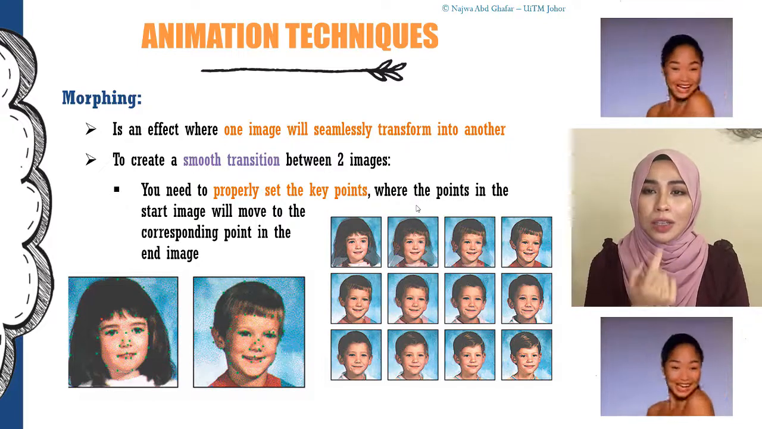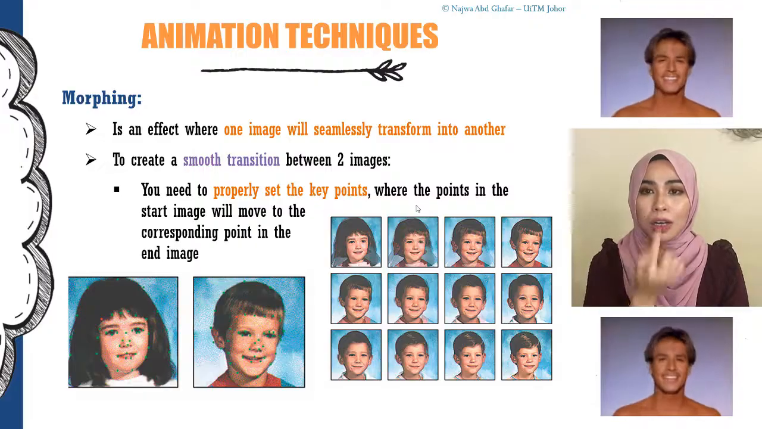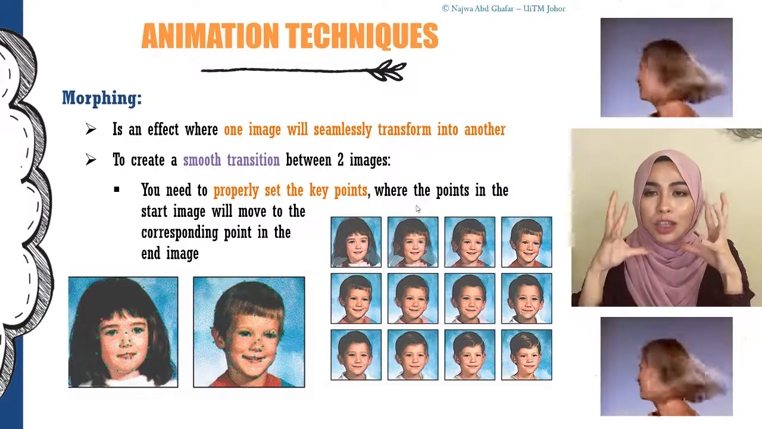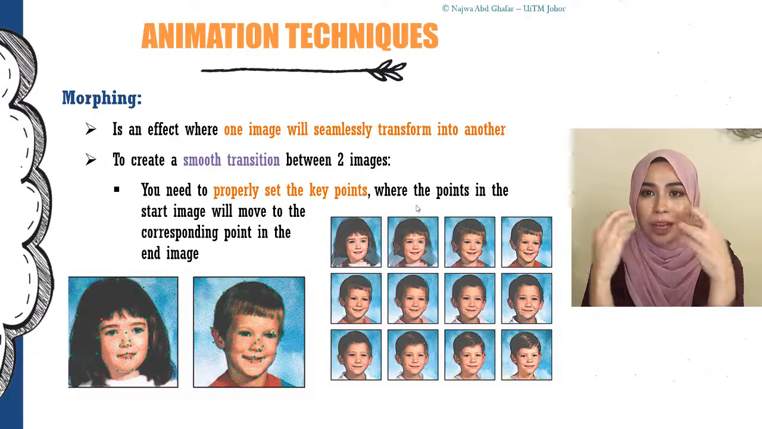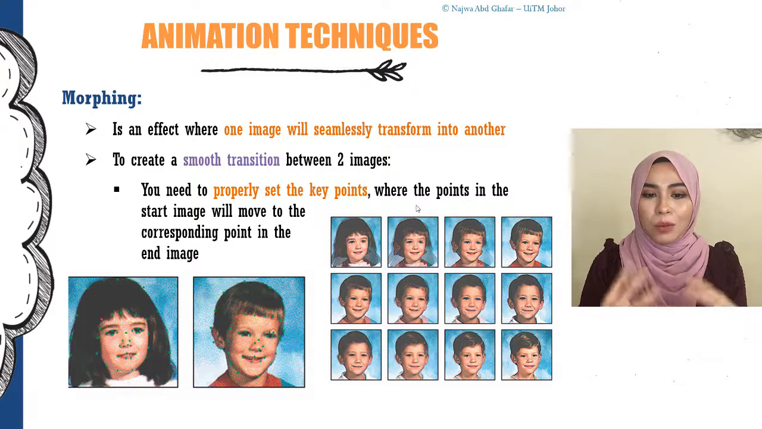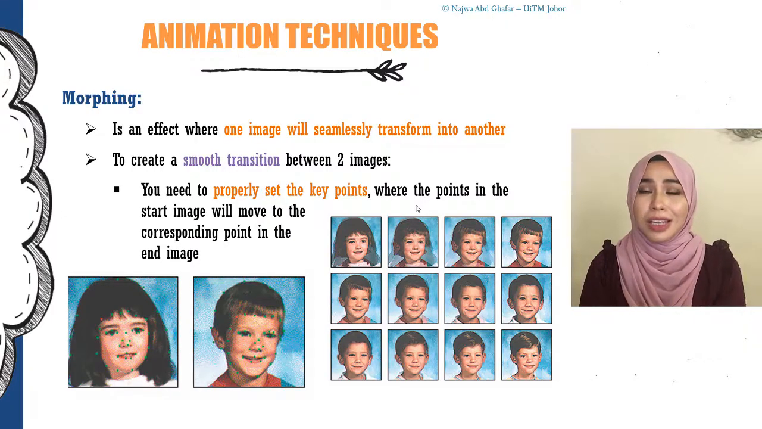What I need to do is create points. Maybe this is the point for my eyes, point for my nose, point for my mouth, etc. So when I try to change the shape from this shape to a different shape, you can easily do that and morph it because you have the points ready. It will blend and morph into another shape. That is known as morphing.